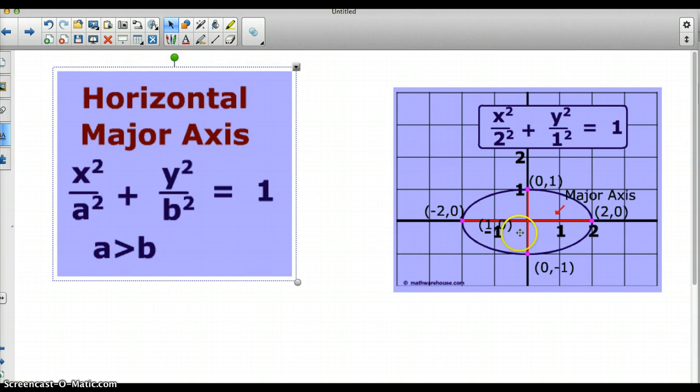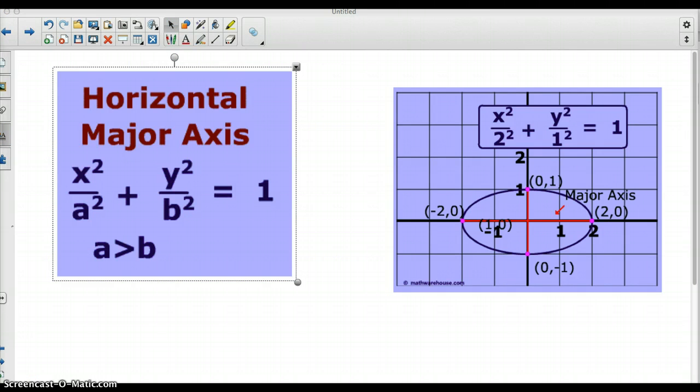You'll also notice in the picture that here x is pulled apart more. The distance from the vertex to the second vertex is further than the distance from the co-vertex to the co-vertex. So that number is bigger on the horizontal, so it should be going under the x. So you would know that this is going to be a horizontal major axis.